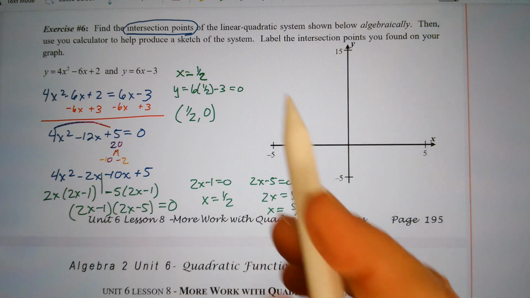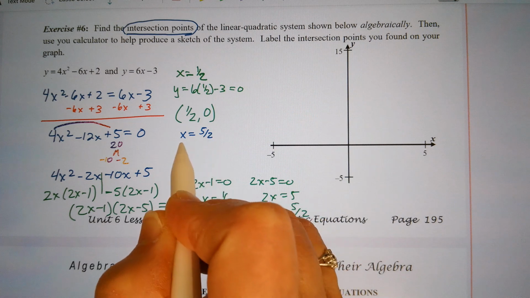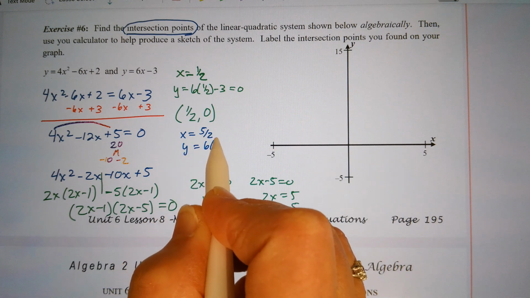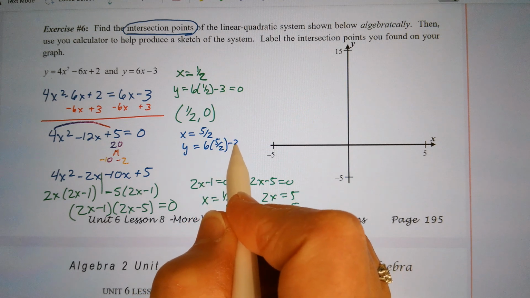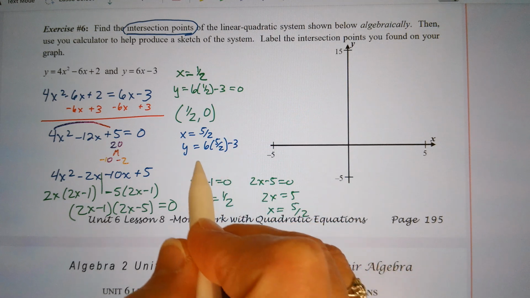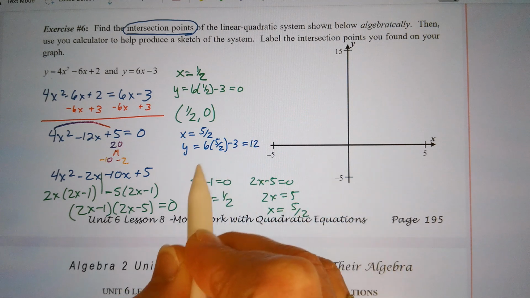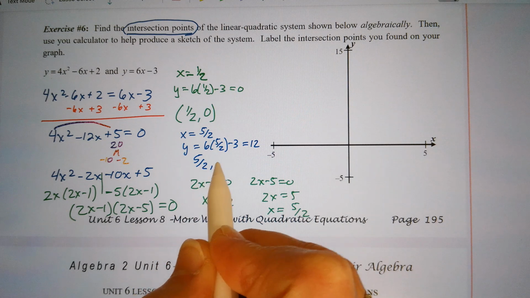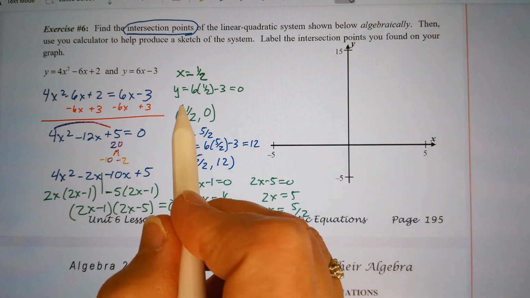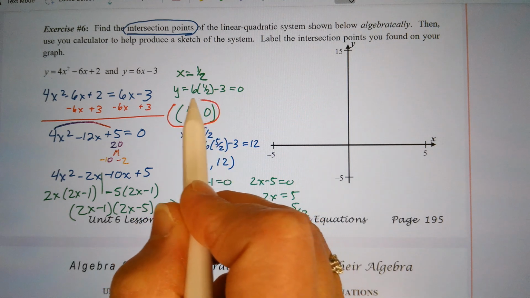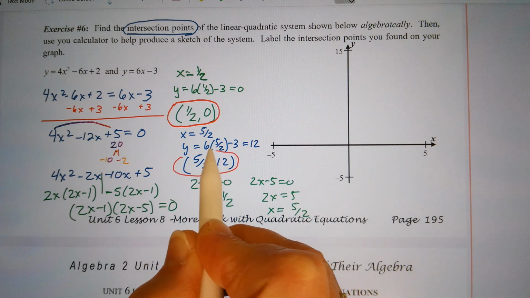And when x is 5/2, y equals 6 times 5/2 is 15, minus 3 is 12. So we have the ordered pair 5/2, 12. So these are our solutions. 1/2, 0, they are our intersection points, and 5/2, 12.